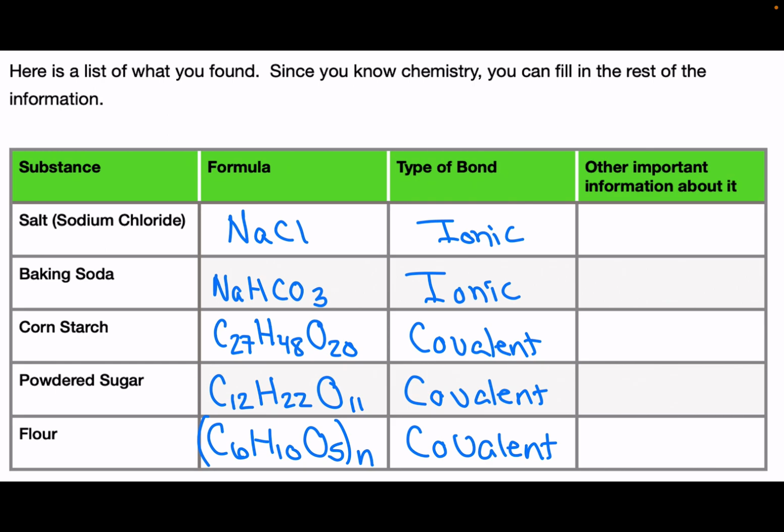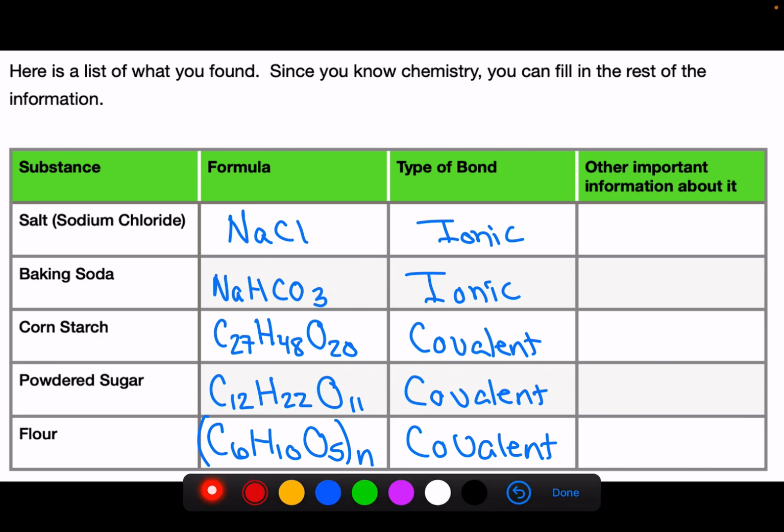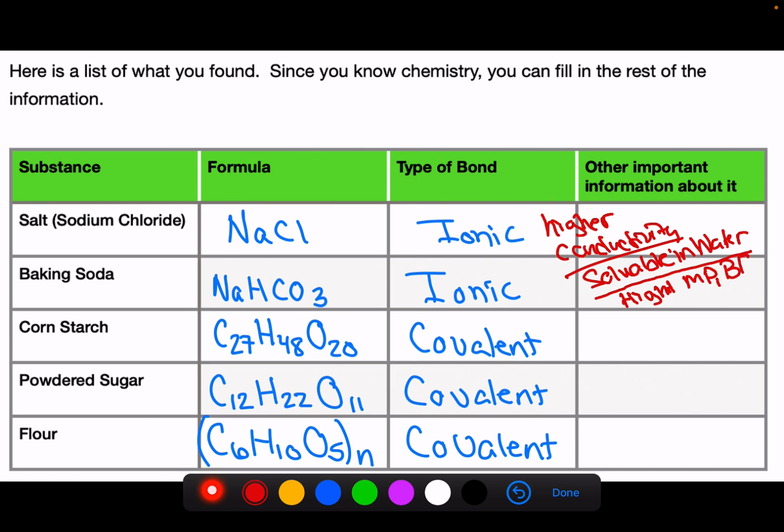As soon as you saw the term ionic, hopefully you were thinking that these had higher conductivity, soluble in water. General characteristics, by the way. These are also going to have higher melting points and boiling points.